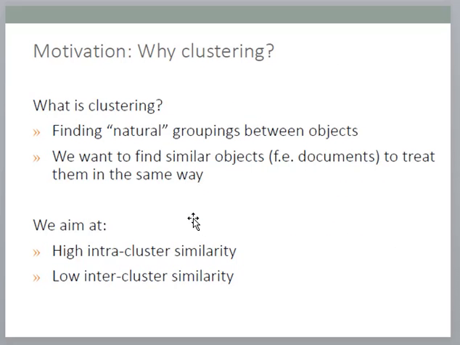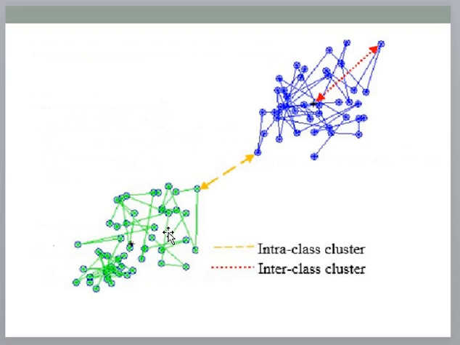So we have already had some detailed discussion on clustering, and we now know that we are trying to find clusters, or groupings between different objects, and our aim is to have high intra-cluster similarity, and on the other hand we also want to have low inter-cluster similarity.